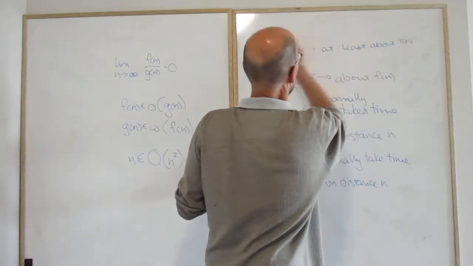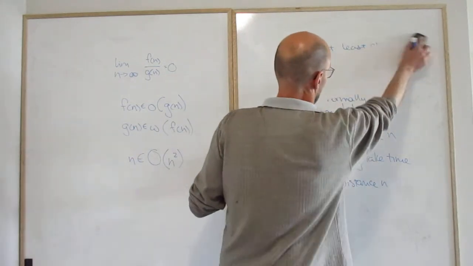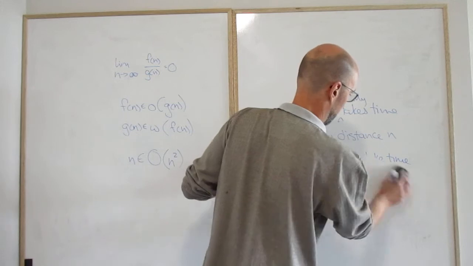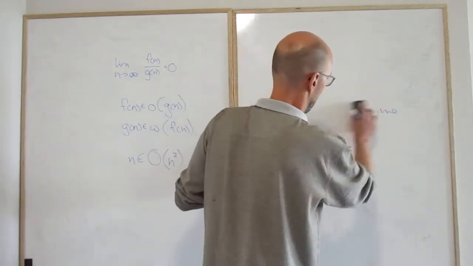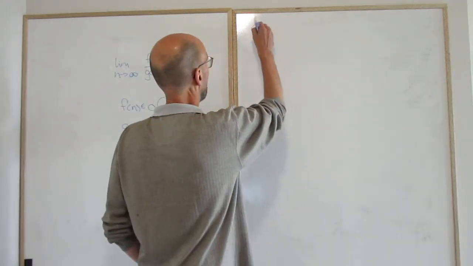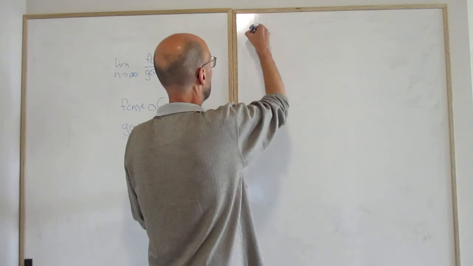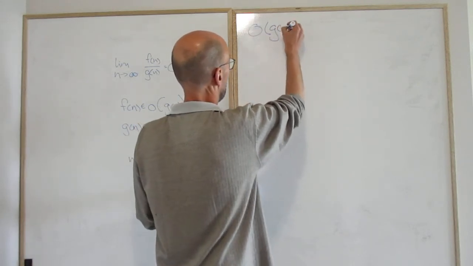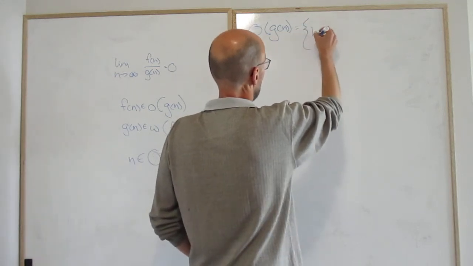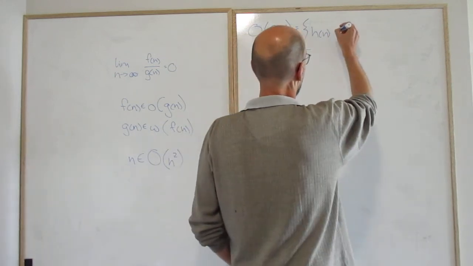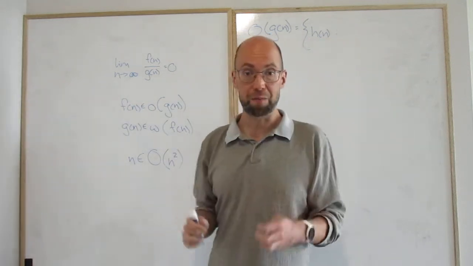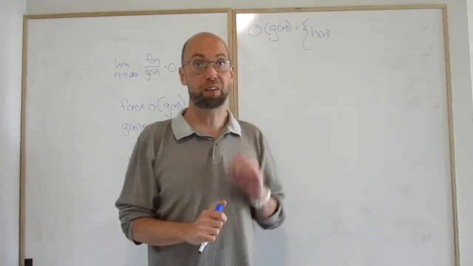Well, big O of f of n, or let's say g of n, which is what I did in the lecture notes. Big O of g of n is a set of functions. It's the set of functions h of n such that h of n is at most about g of n. But "at most about," in this case, has a very specific meaning.